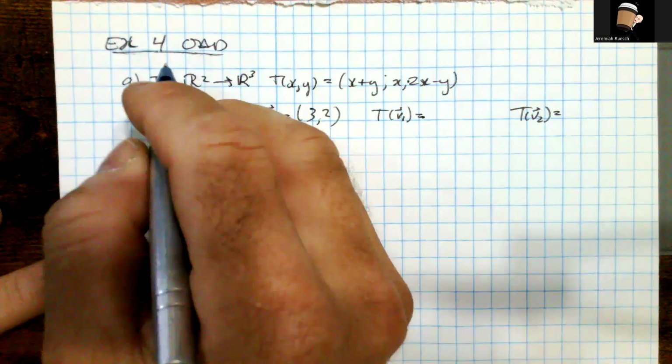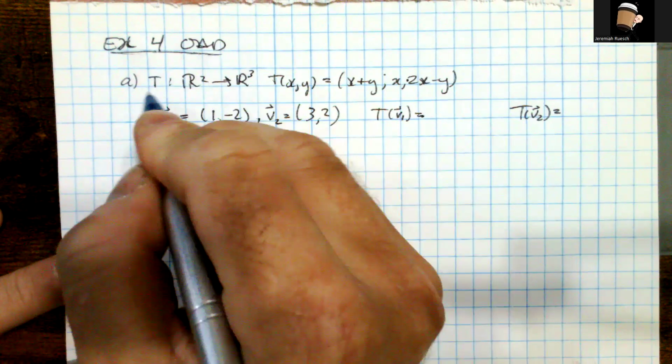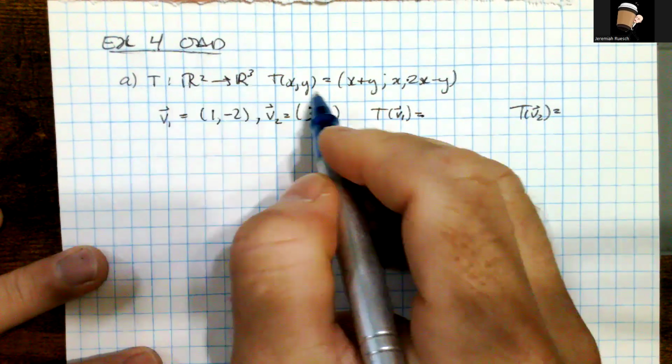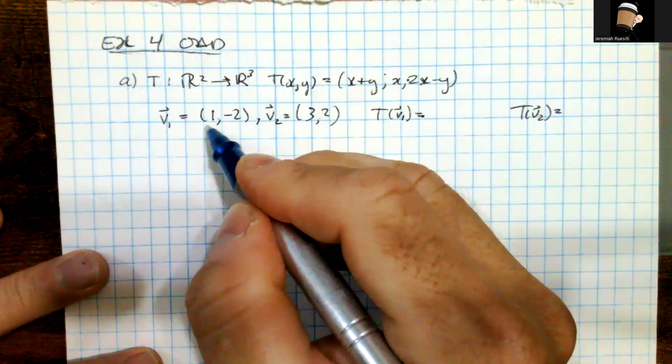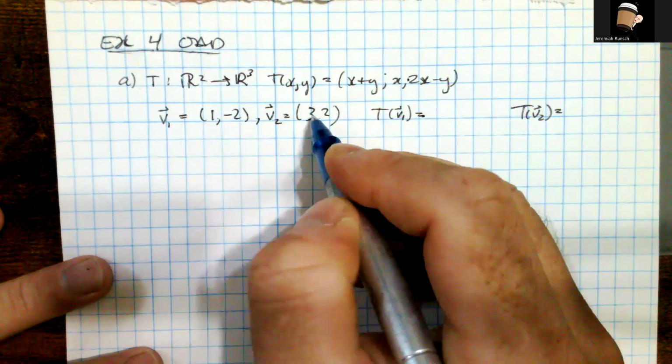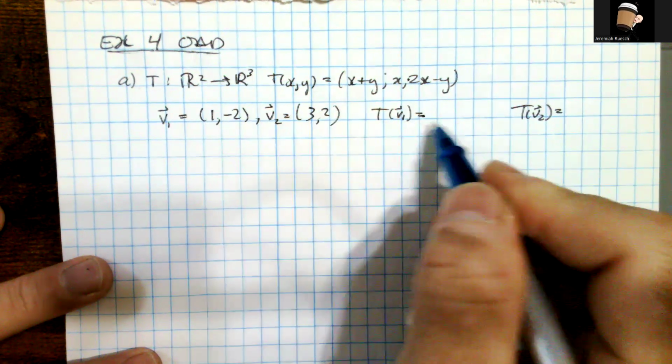All right, so as I was saying, this is example 4, part A. In this problem, we have a transformation from R2 to R3 given by this relationship. We're trying to figure out what happens to the vector v1 equal to (1, negative 2) and the vector v2 equal to (3, 2). So we're trying to figure out the transformation of these two.